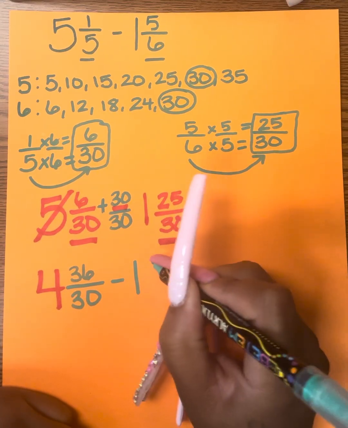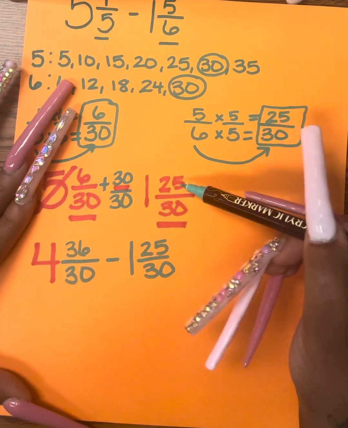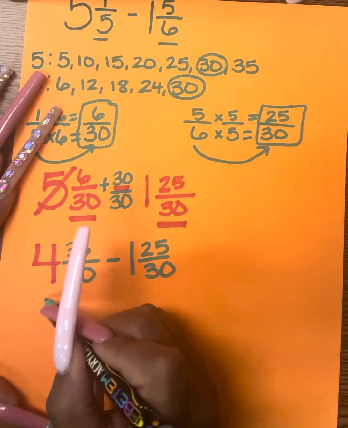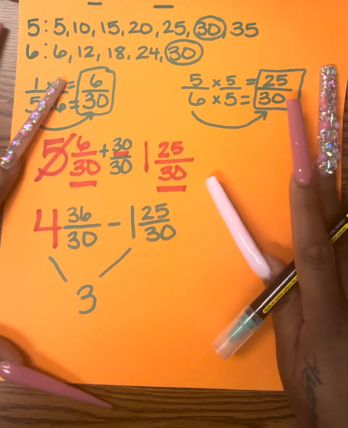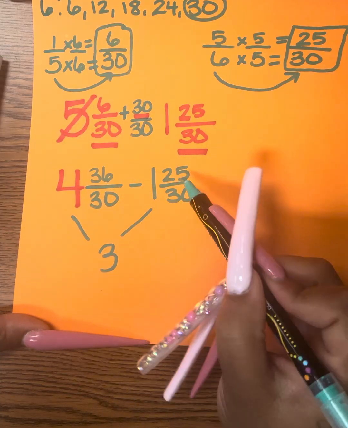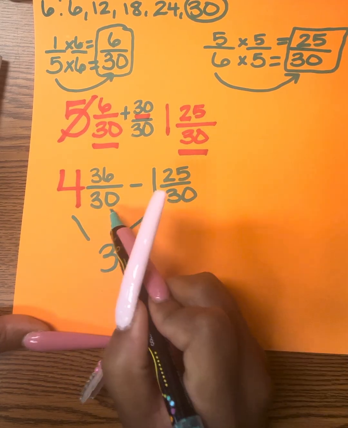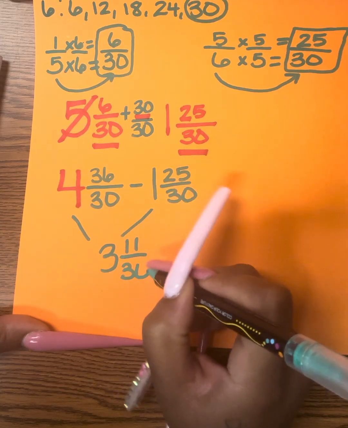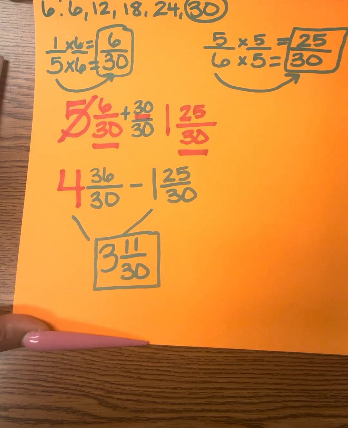And now I am able to subtract that 1 and 25/30. 4 minus 1 gives me whole number 3. 36 minus 25 gives me 11. And again, I keep that denominator because it is the same. 3 and 11 over 30 is my answer.